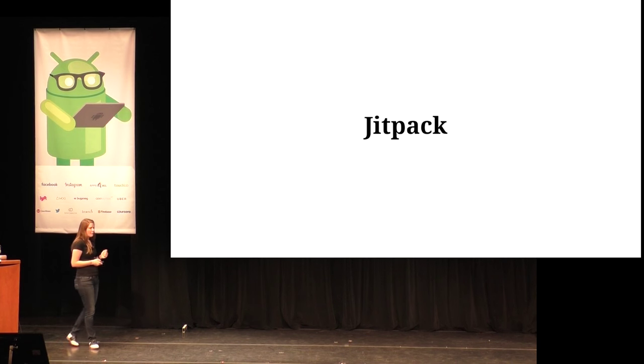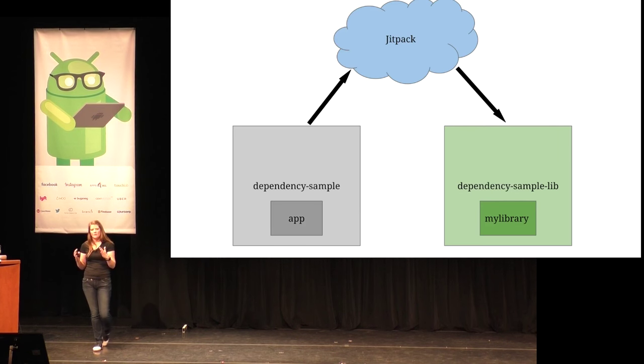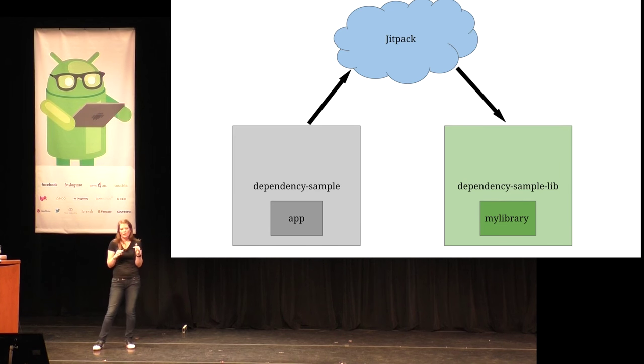All right, so the final and fourth solution that I'm going to talk about is called Jitpack. Jitpack is also a Maven-based solution. If you take notice here, you can see that my arrows are no longer both pointing up to Jitpack. They're a little bit different. Your dependency sample writes out, I want to depend on this artifact from Jitpack, and it goes up to Jitpack.